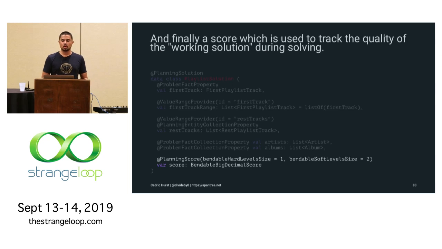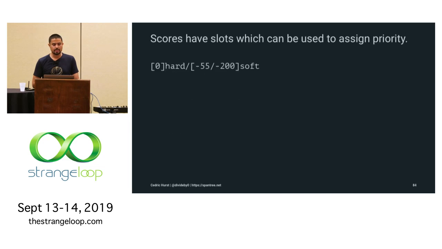And finally, we have a score, which is used to track the quality of the working solution. And so you have different levels, so different constraints will take different priorities. So for example, if I'm playing the same song twice, that's considered a hard constraint, meaning that this should just not physically exist. And then a soft constraint is like, ideally, I would like for all the keys to sort of match up, but maybe that's not feasible. So that's what's referred to as a soft constraint.